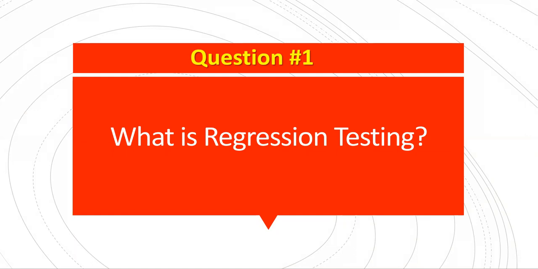So normally every build which is provided by the developer to the testing team contains new features and also bug fixes. So as a tester, I need to verify the bug fixes. Along with this, there should not be any impacted areas because of those bug fixes. That is basically called regression testing.